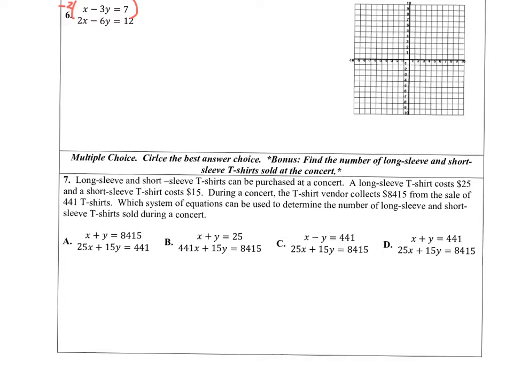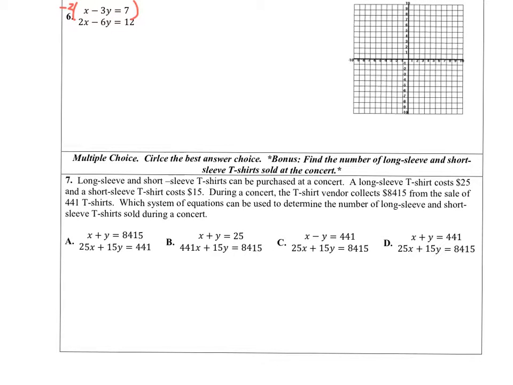Down here, multiple choice. Circle the best answer. Okay, the best answer, that's a key. When you take state tests and stuff like that, you may have more than one right answer, but you got to pick the one that's the best.